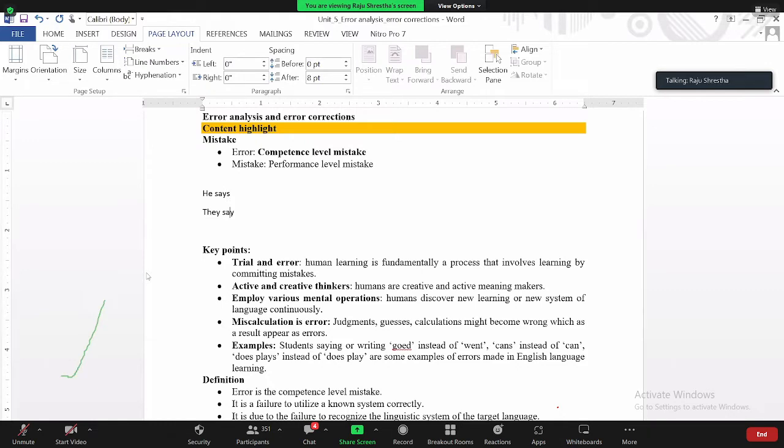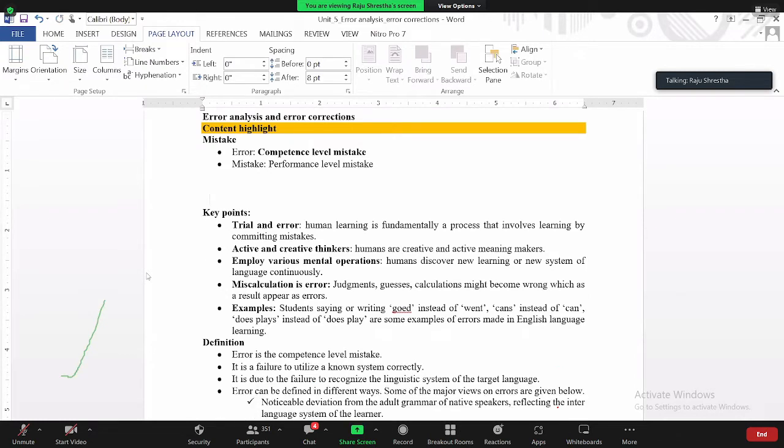So this kind of knowledge of language system rules, if students or learners lack, they produce errors that are at competence level. Errors are at competence level, mistakes are at performance level.